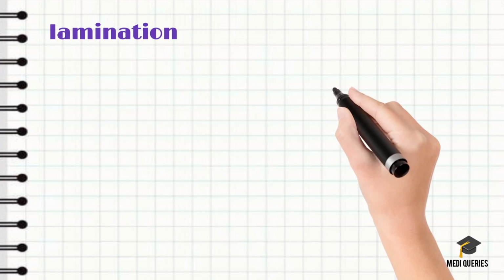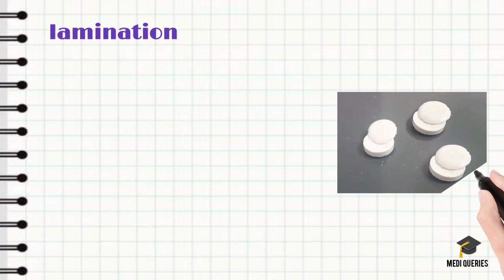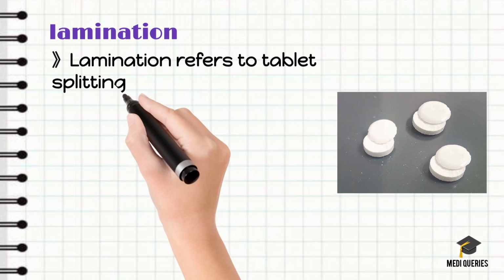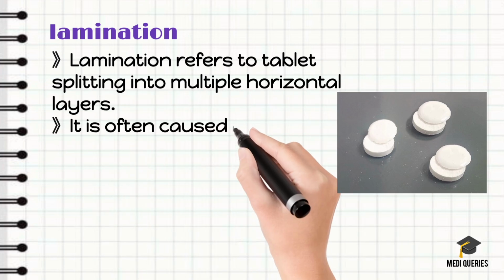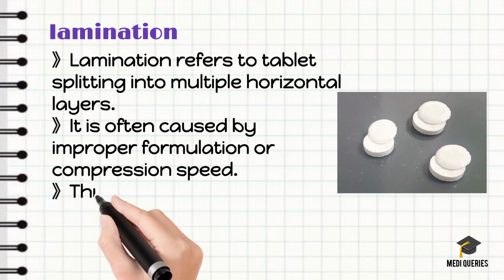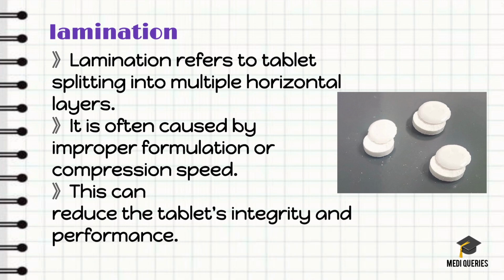The next type of tablet defect is lamination, which means the tablet splits into layers. Lamination is similar to capping but involves separation into two or more distinct layers. This defect mainly results from air entrapment, excessive fines, or too much lubricant in the blend. It often occurs when the compression force is too high or uneven, causing internal stress.